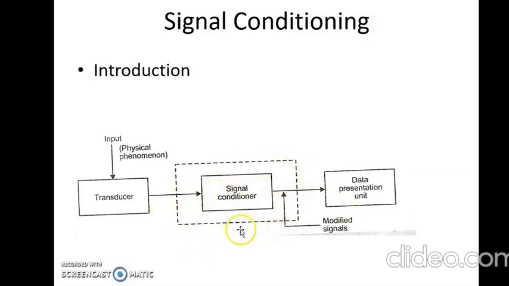This block diagram of a general measurement system consists of three stages. The first stage is the sensor transducer stage, the second stage is the signal conditioner stage, and the third stage is the data presentation stage. The sensor transducer combination detects the physical quantity which is to be measured and converts it to an electrical signal.